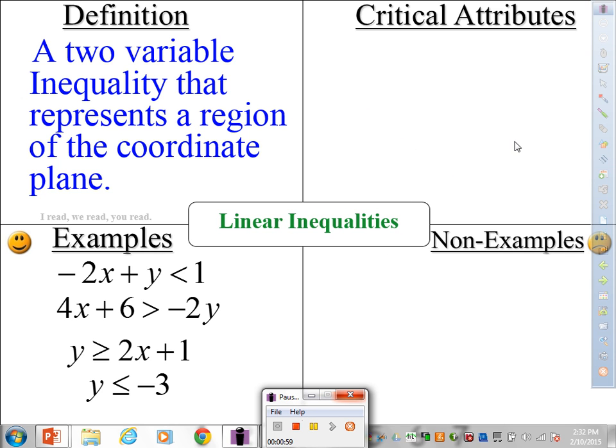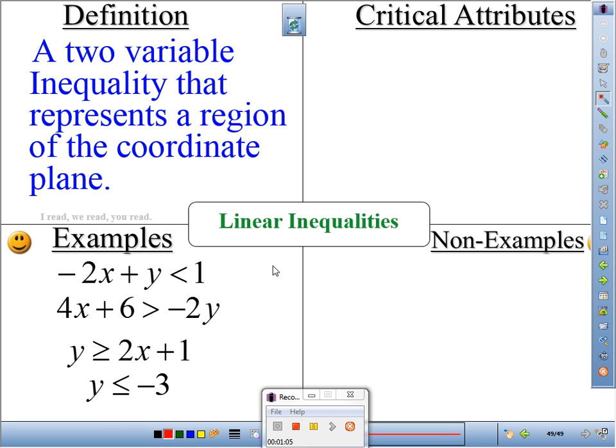Alright, pens down really quick. Let me go over this, and then I'll have you finish copying. It says, linear inequality, a two-variable inequality that represents a region of the coordinate plane. What's key here? A two-variable inequality. Are all these inequalities? Yes, yes, yes, yes. Are all of them two-variable? Yes, yes, yes, and yes.